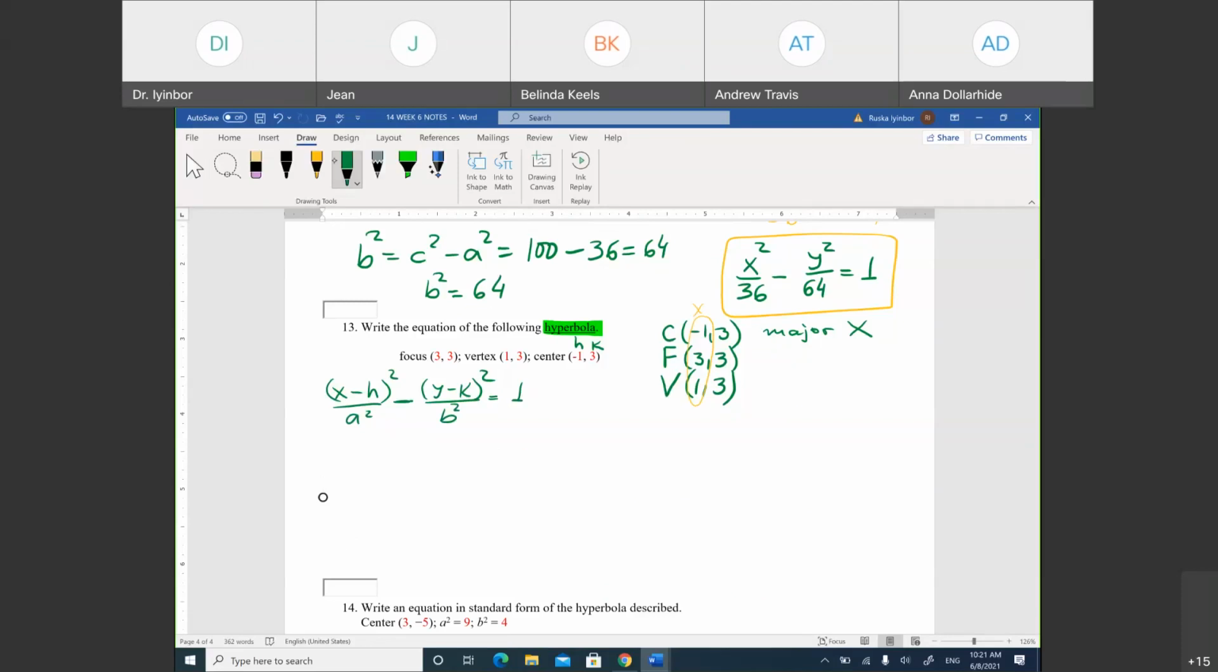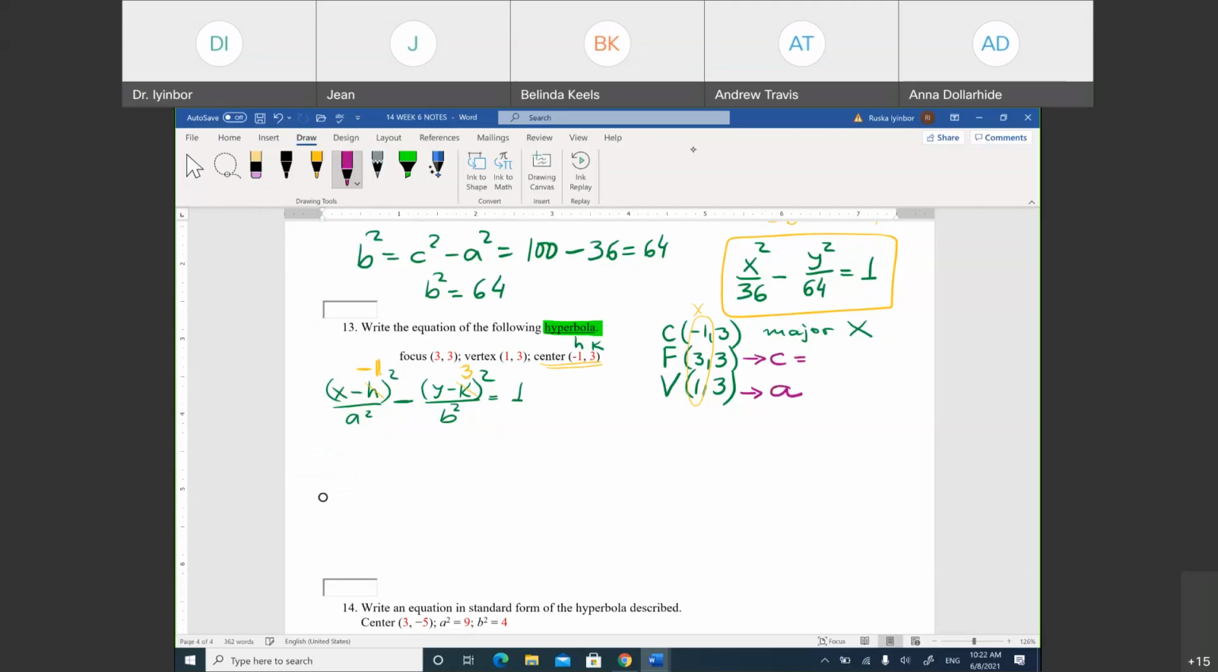So H is -1, and K is, what is K? 3. We already have H and K from the center. The center gives you H and K. Everybody see that? So now we have to find A and B. A is from the vertex, we're going to get A, right? And from the focus, you're going to find C, yes?